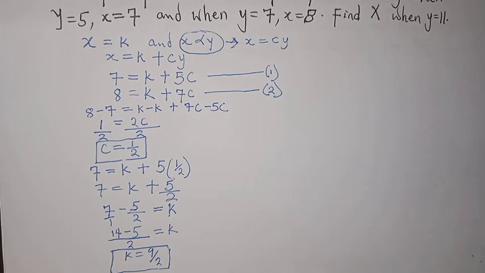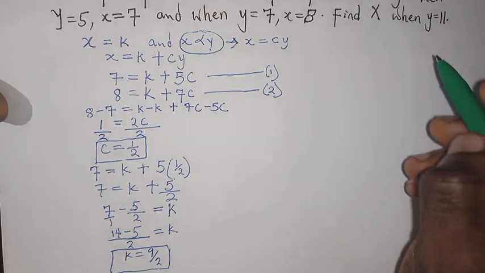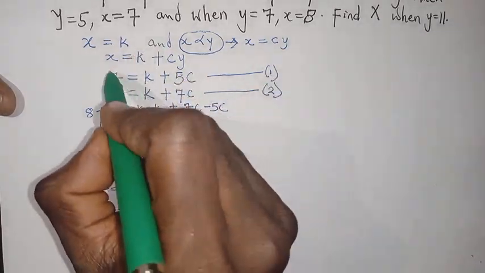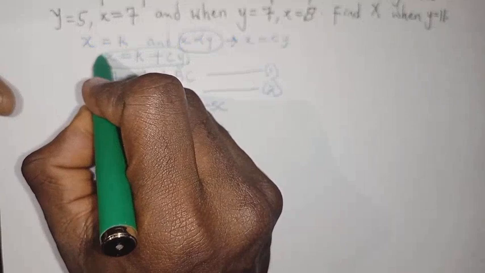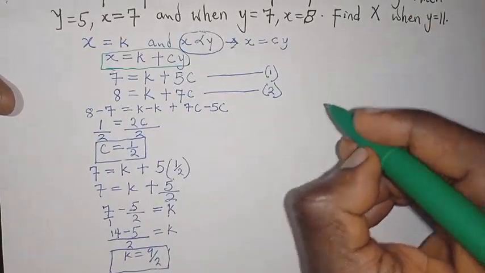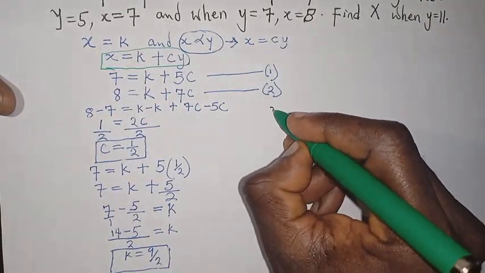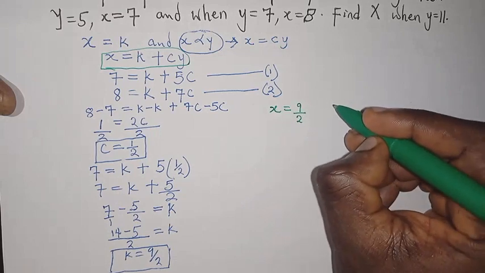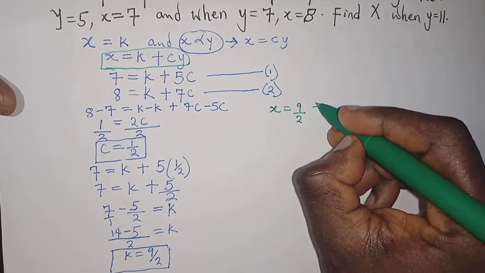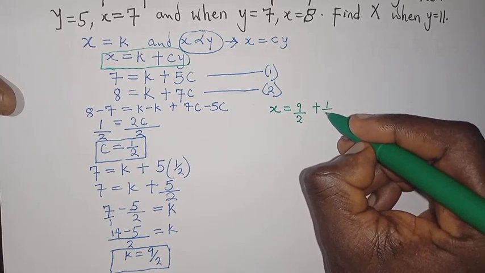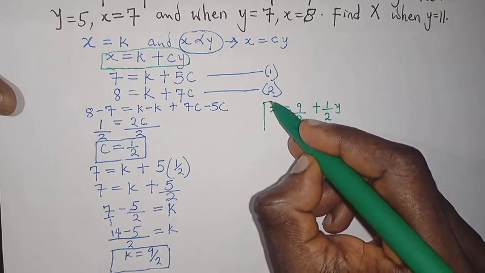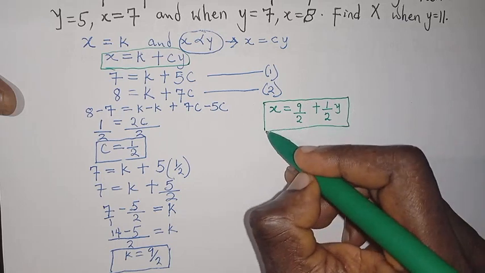Remember, the question says find x when y equals 11. So I'm going to come over to this other side and say, okay, first of all, let's remember the relationship is now going to be x equals, what's our value for k? 9 over 2, plus, what's our value for c? 1 over 2 y. So this is the relationship between x and y.